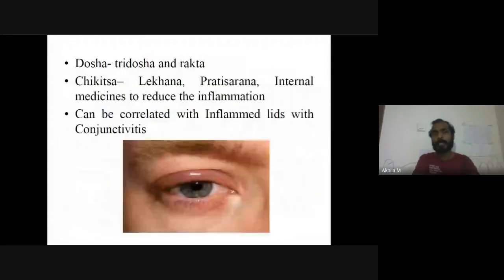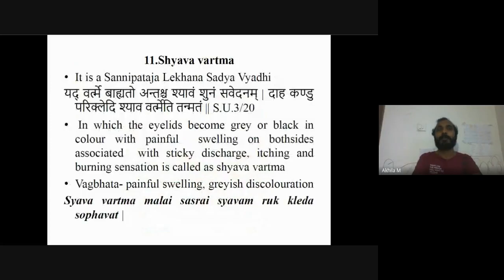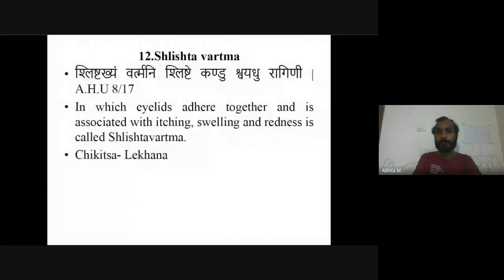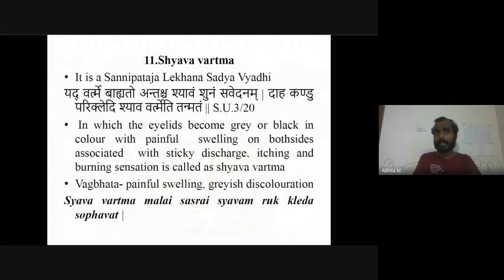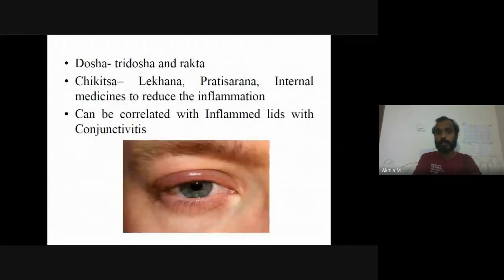So according to the condition, if there is any pain because of the inflammation, because of the conjunctivitis, and some discharge, Kledatwa will be there, then we can go with Shama Varma. That is a Sannipataja Lekhana Sadhya Vyadhi. So this can be correlated with conjunctivitis, which is the inflammation of the conjunctiva.